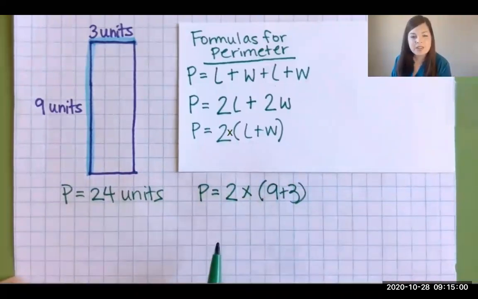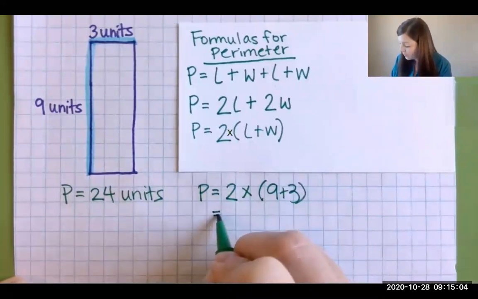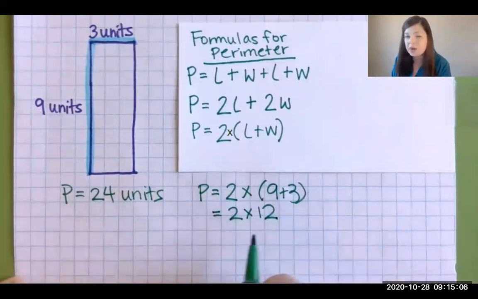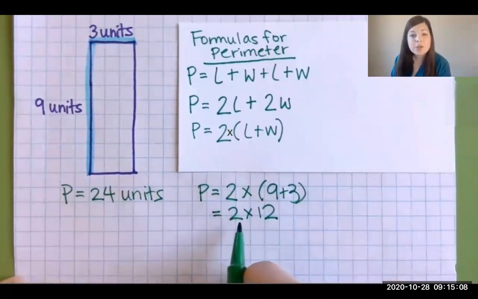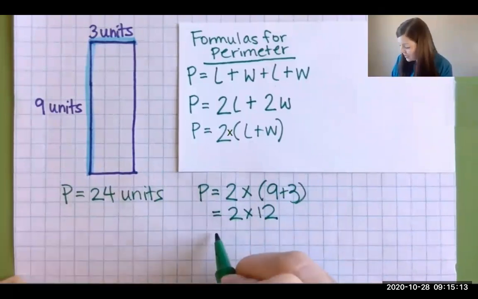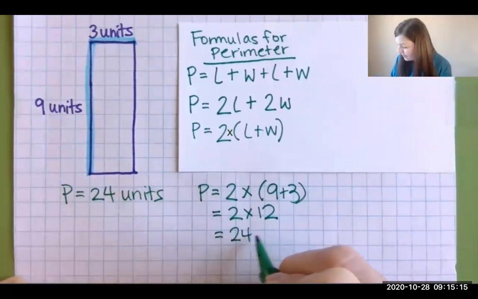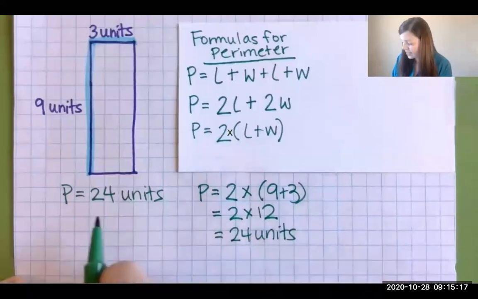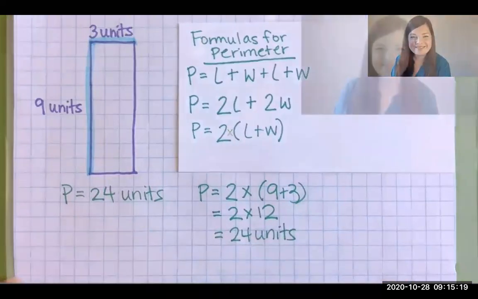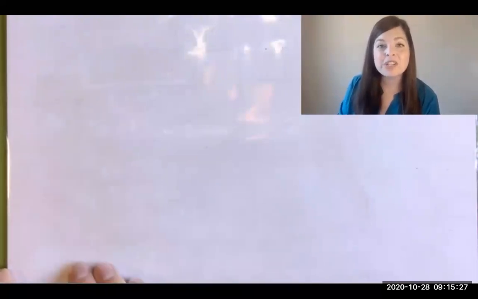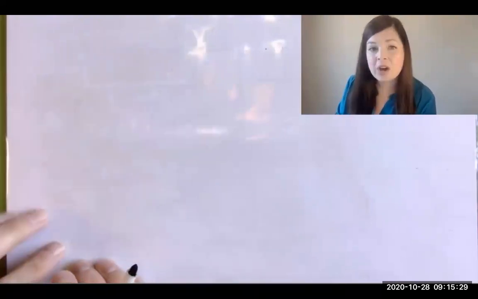What is the length plus the width of this rectangle? It's 12. So 2 times 12, double 12 units, or 2 times 12 units equals 24 units, which is what we found here. Now let's put that grid paper away for a little bit, but keep it close by because we'll be looking at those rectangles again in a little bit. And right now we just need our whiteboards.